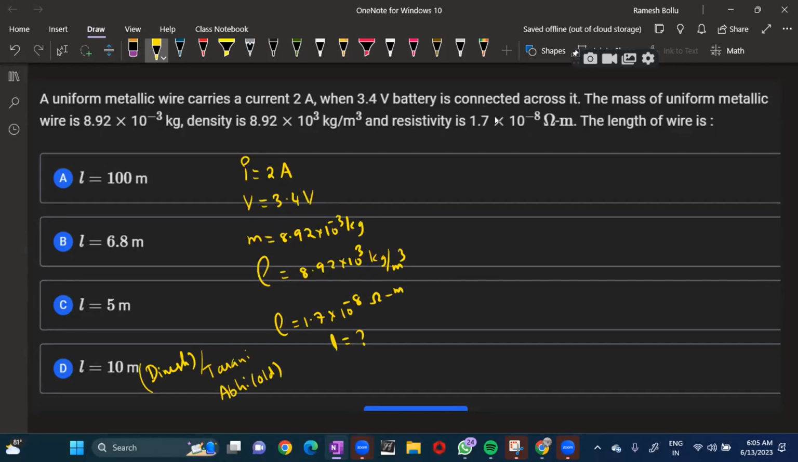What is Ohm's law formula? V equals I into R. V is given as 3.4, I is given as 2. Resistance value is rho L by area.